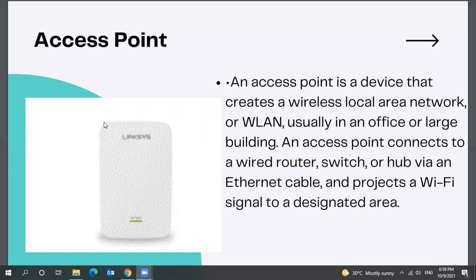Okay, so in order for the employees on the first floor and second floor to receive that internet connection, we need an access point to be placed on the first floor and second floor. This access point helps to carry a Wi-Fi connection from the server room to the employees' department, which is on the first floor and second floor. An access point connects to a wired router, switch, or hub via an Ethernet cable. Ethernet cable means network cable.